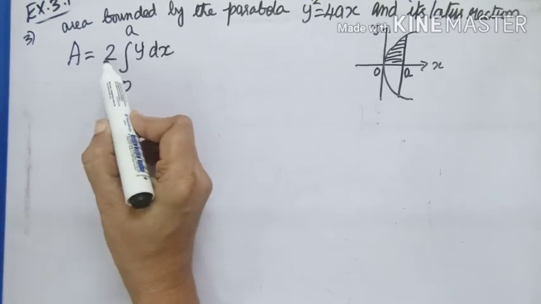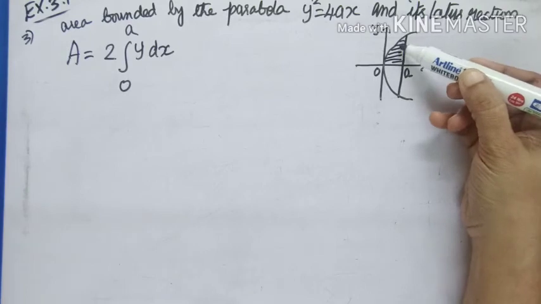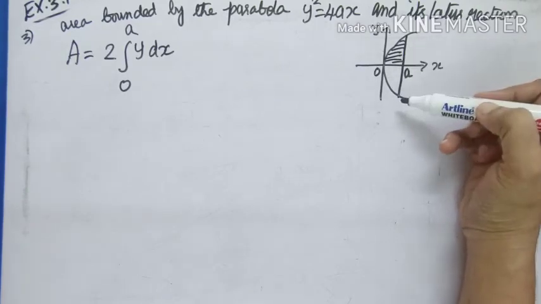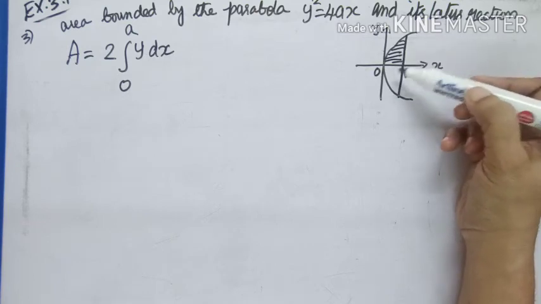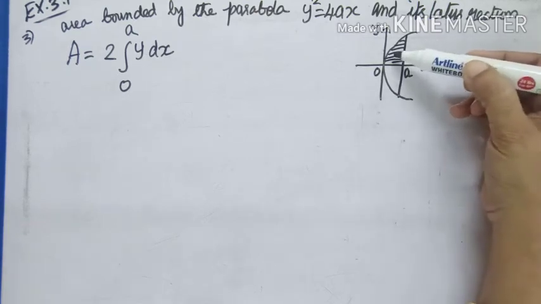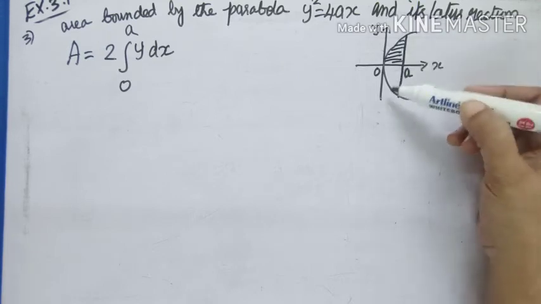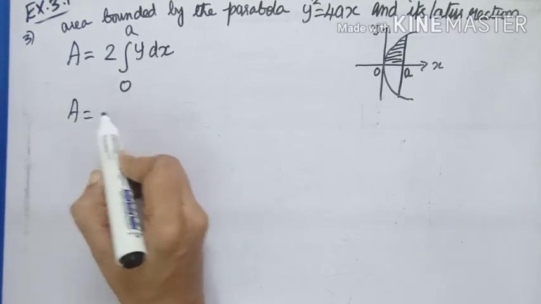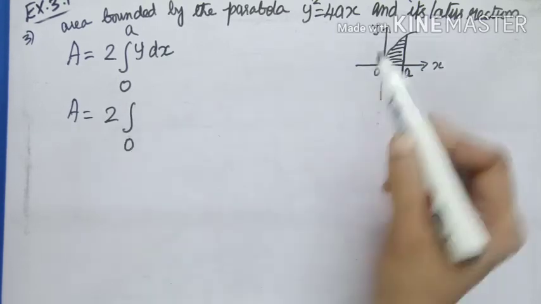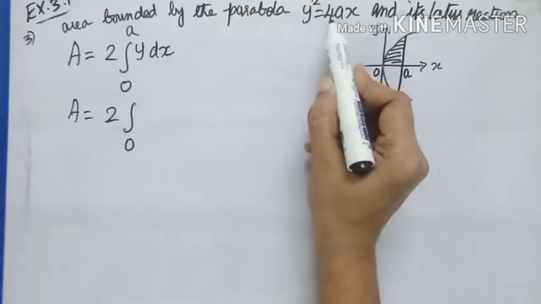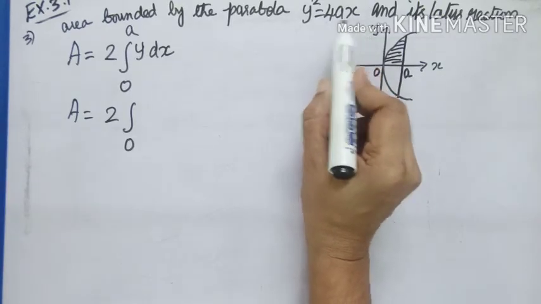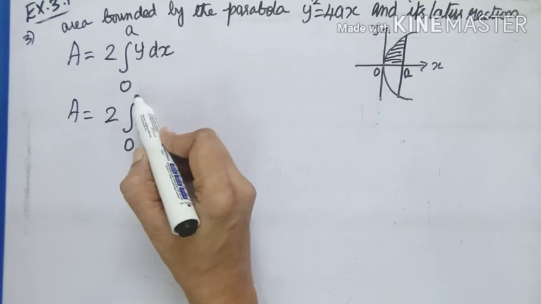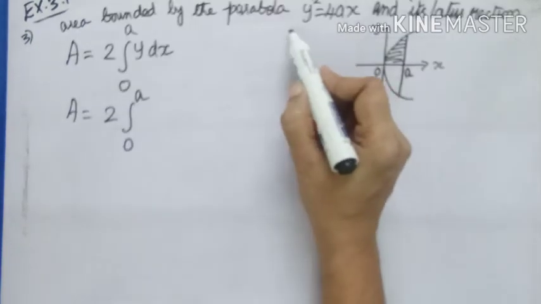Why do I put 2? The area above x-axis is same as the area below x-axis. So instead of finding the 2 separately, let me find this alone above x-axis. Multiply by 2, I get the full area. What is A from the question? It is A only. If they change and give, you must find out what is A. So in this question, 4ax. So A only.